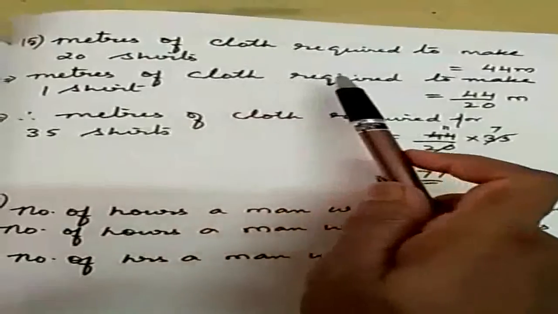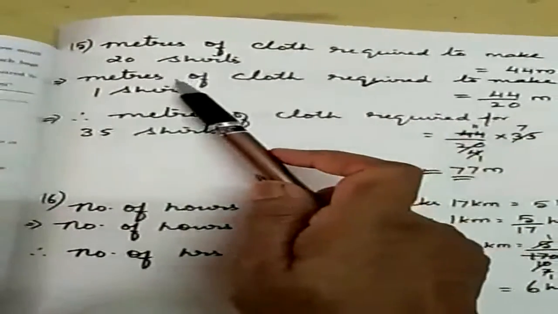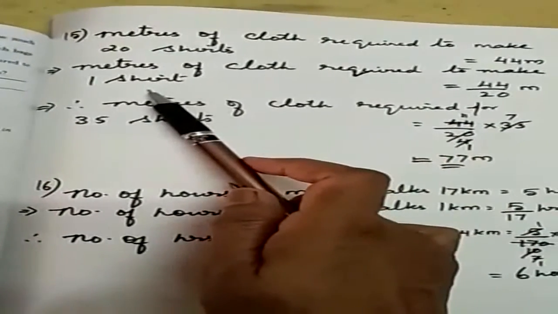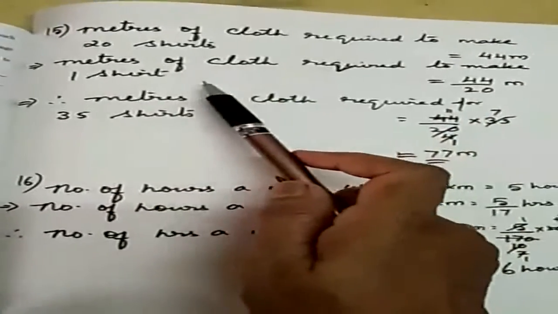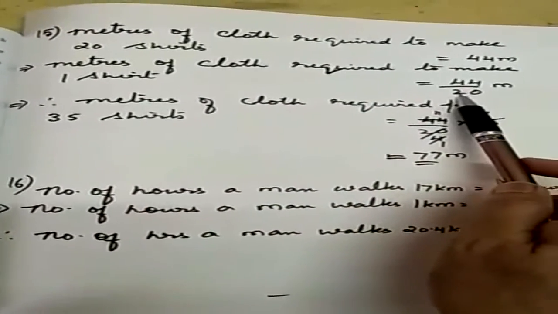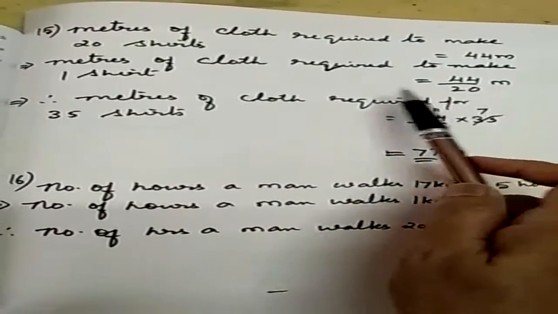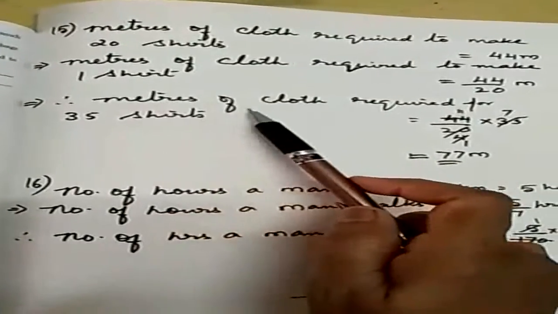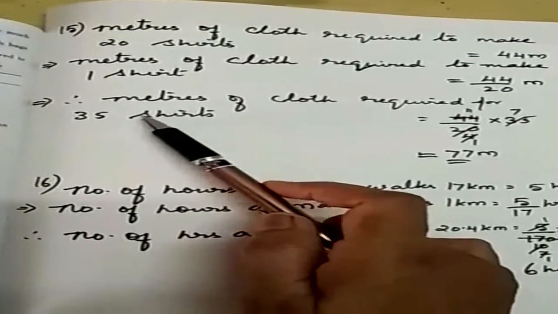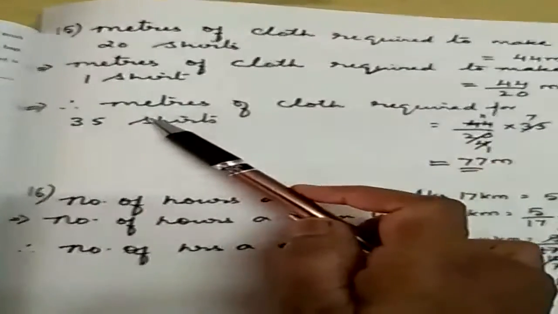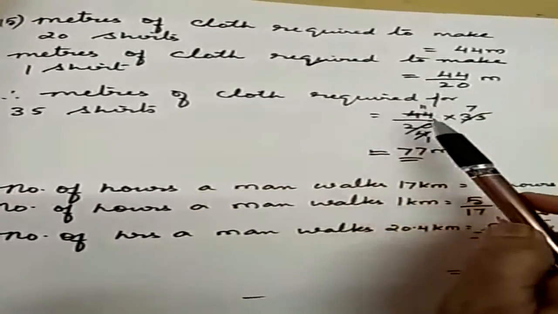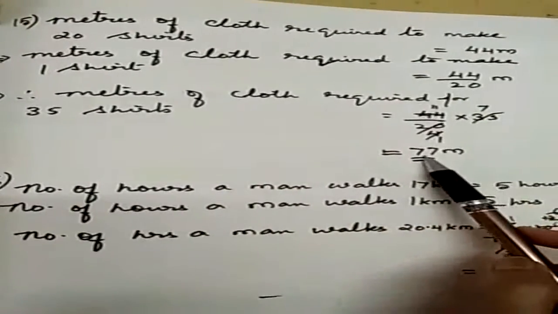For 20 shirts, you know 44 meters. So for one shirt, how many meters do you need? For one shirt, you will need 44 by 20 meters. You need less cloth. So now meters of cloth required for 35 shirts. For one shirt you need this much. For 35 shirts you need more meters. More means, again the same type, you have to multiply and get the answer.